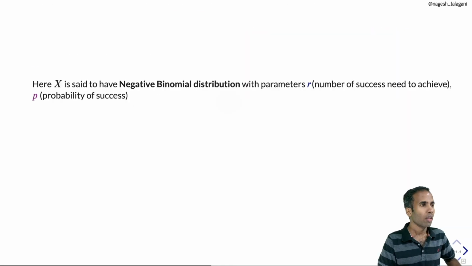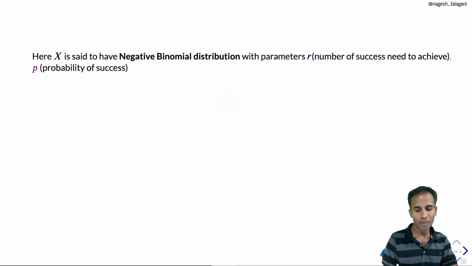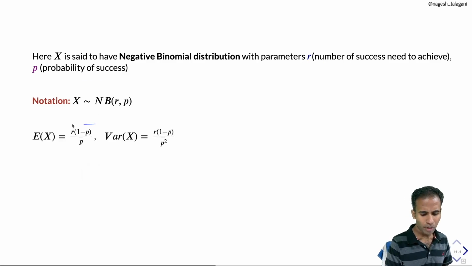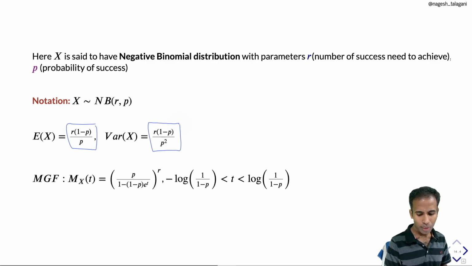Okay. Here X is said to have a negative binomial distribution with parameters r, p, where r is the number of successes needed to achieve, and p the probability of success. We have a notation here. We read it as X follows the negative binomial distribution with parameters r comma p. We have already worked with this PMF in assignment 3. We got expectation of X as r times (1-p) by p, variance of X as r times (1-p) by p squared. We also got the MGF, which is (p divided by (1 - (1-p)e^t)) to the power of r, which makes sense in this interval. Fine?